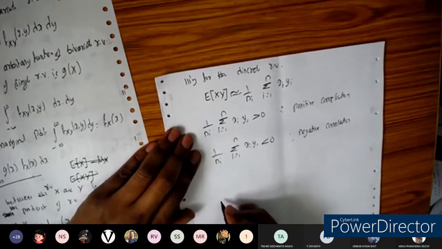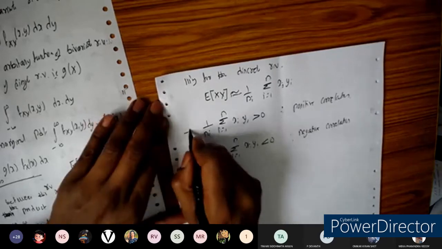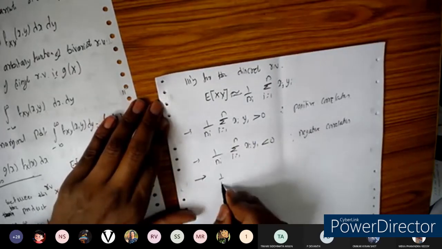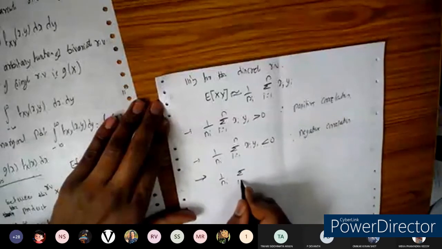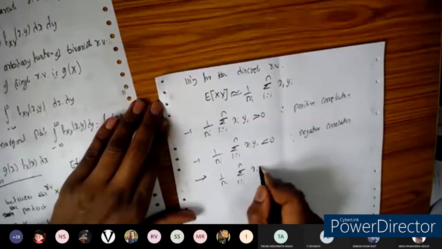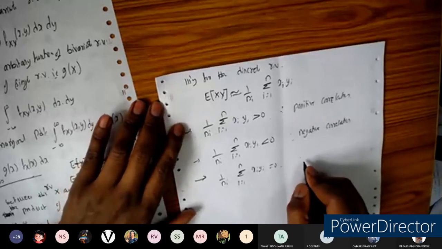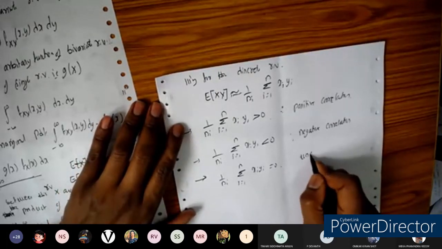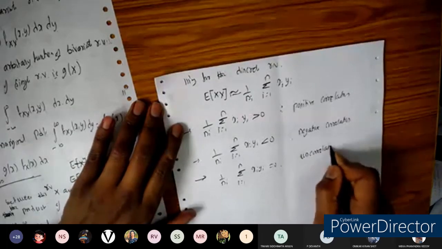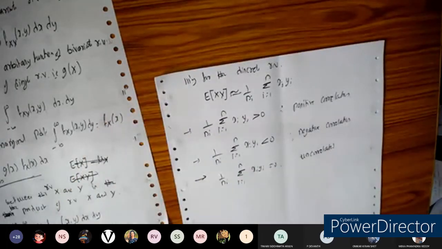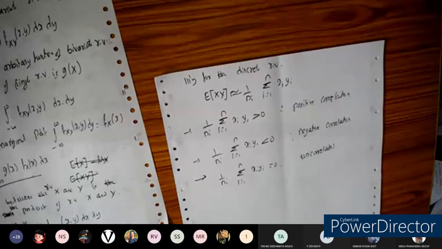So this is the first case, second case, and the third case. If the summation i equals 1 to n of xi into yi is equal to 0, then we are going to say it's uncorrelated. So this is the correlation we are going to call here.